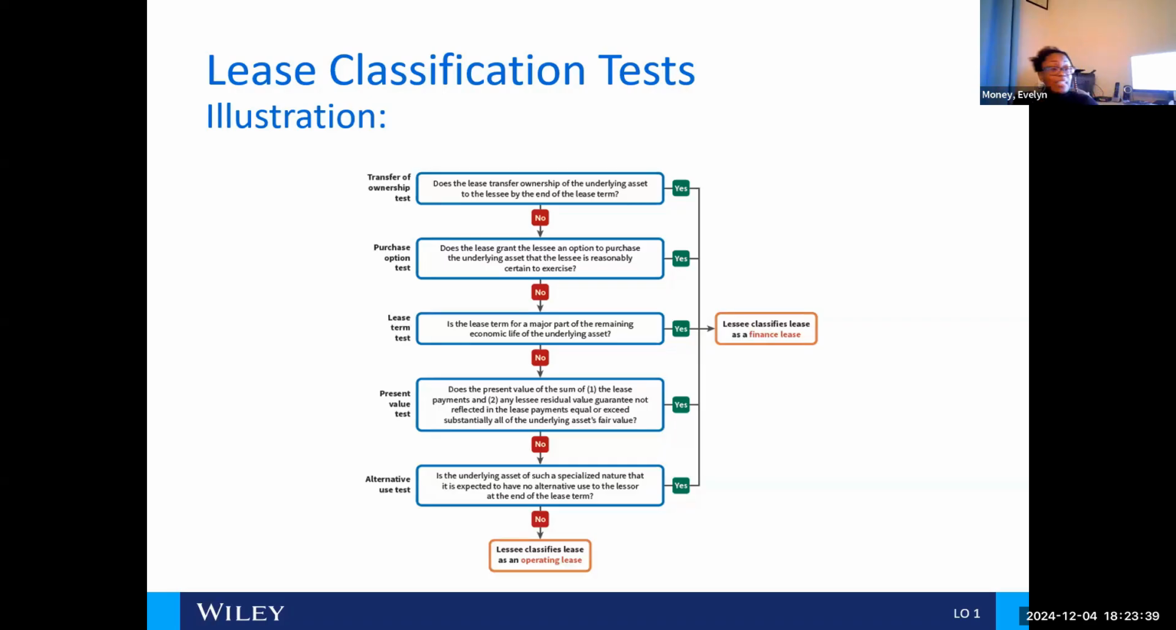If the lessor has no other use for the asset at the end of the lease term, then it meets the qualification of a finance type lease, because that means that the lessee has used the thing up. The lessor has nothing to do with it now. They're just going to throw it away. But if it's something like a car or something with a high residual value and the lessor can then turn around and lease it to someone else, then that test is not met. It could end up being an operating lease.